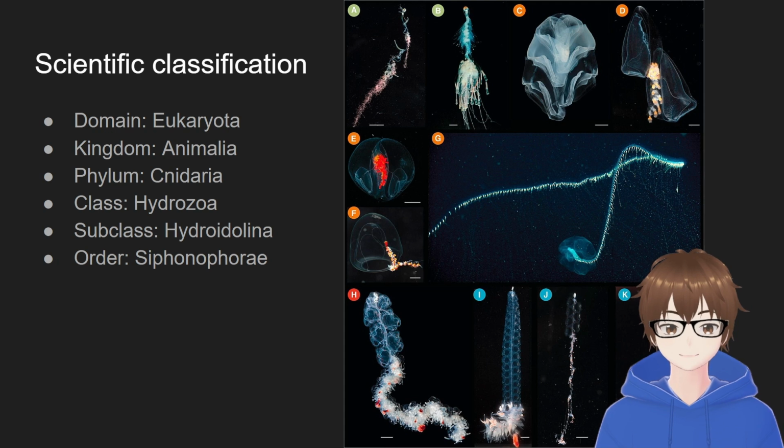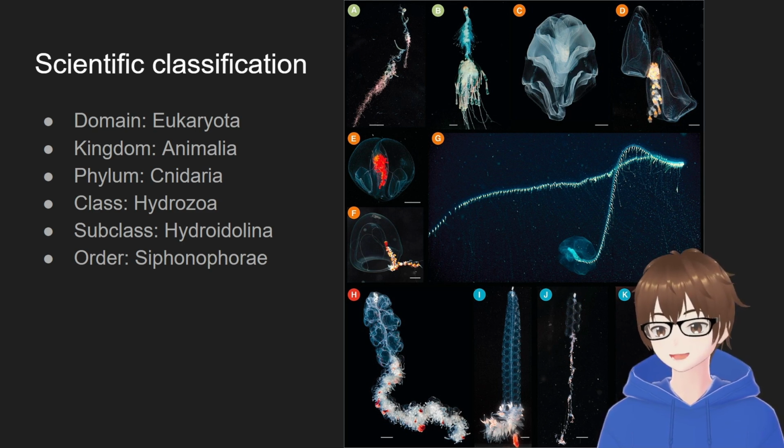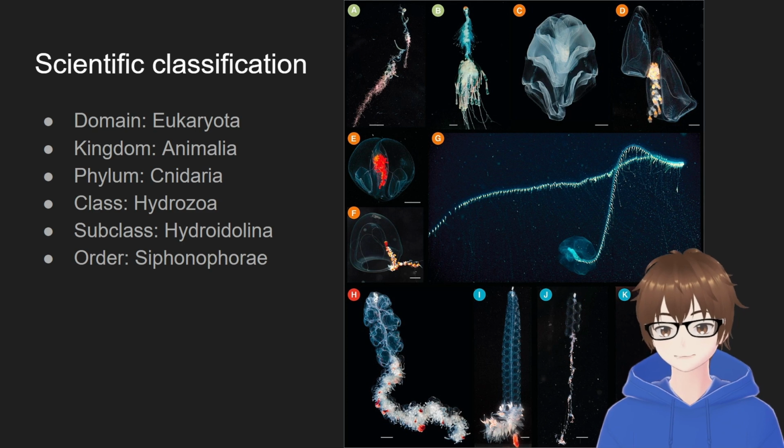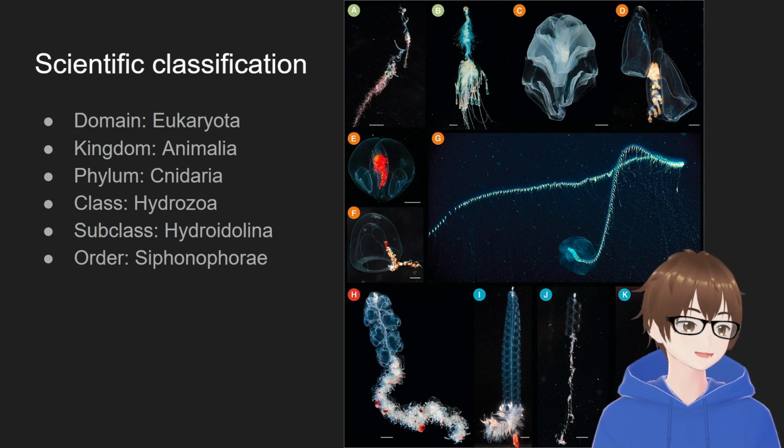So anyways, Siphonophores. The classification for Siphonophores is: they are in the domain Eukaryota, the kingdom Animalia, the phylum Cnidaria, the class Hydrozoa, the subclass Hydroidolina, and then the order Siphonophorae. But anyways, there are pictures here of different ones right behind me.